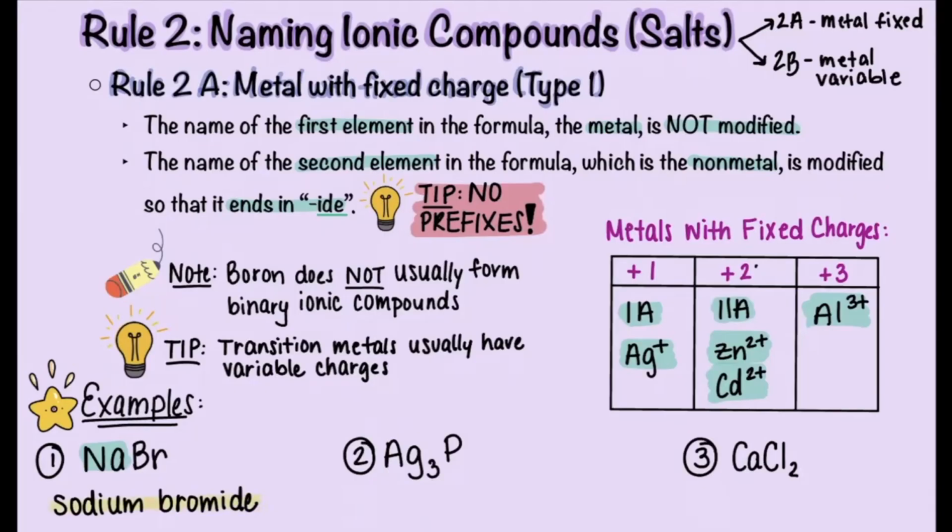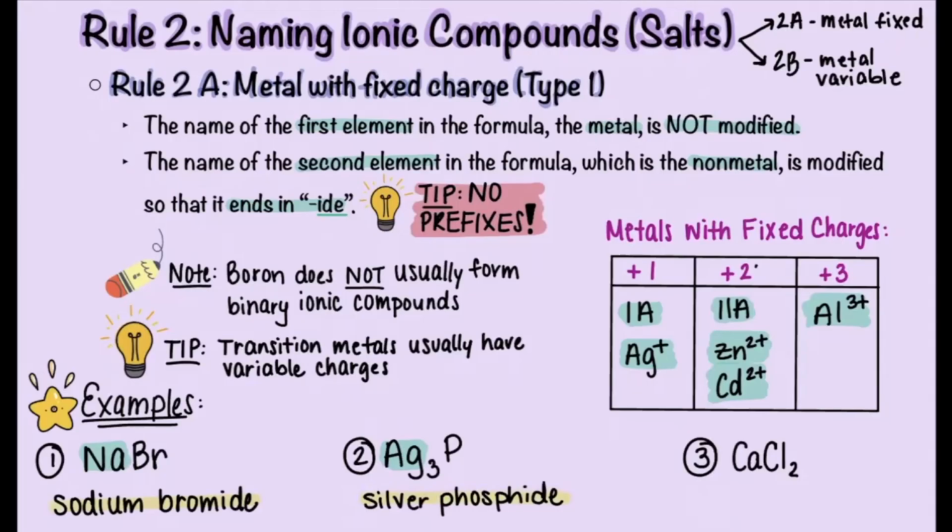Let's try number 2. We have silver and phosphorus. Well, ionic or covalent? It's ionic, so we're going to be in Rule 2. Does the metal have a fixed or a variable charge? From the table, we know that silver will always be a +1 charge. So we'll be using Rule 2A. Now we name it: silver for Ag, and phosphorus becomes phosphide. So putting it together, we have silver phosphide.